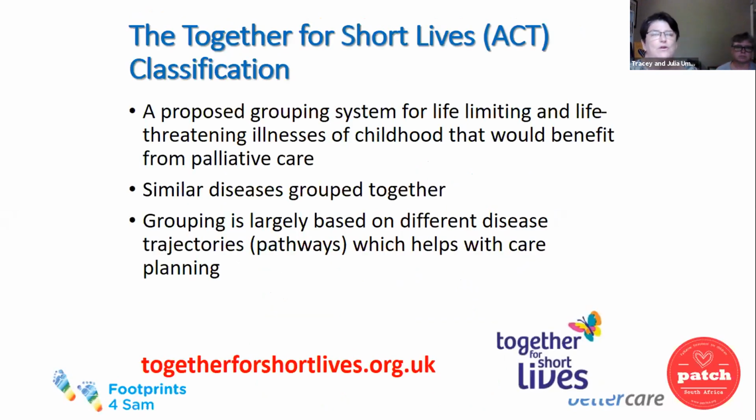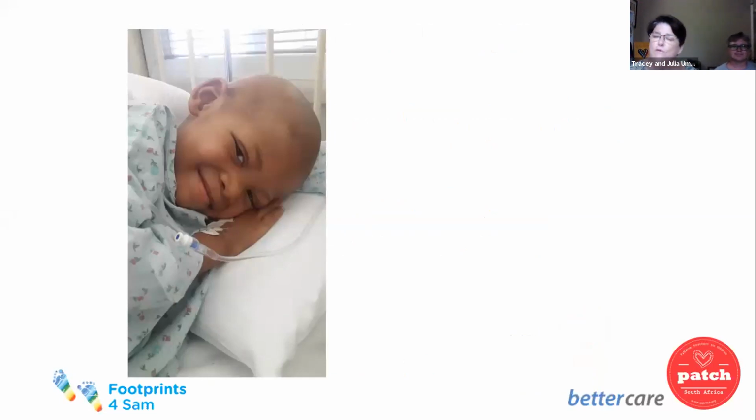So just want to briefly look at who are these children that we're talking about. Together for Short Lives is a UK advocacy organization who's done a lot of great work. It's worth looking at their website at some point. They proposed a grouping system called the ACT categories, and they have helped us to work out similar groups of illnesses and the disease trajectories to help us really get into the way of thinking around an approach to palliative medicine. So there are 4 categories, and we're just going to very briefly go through them now.